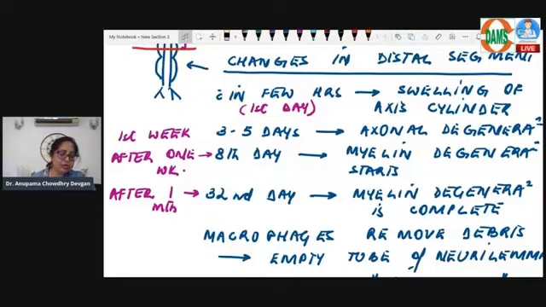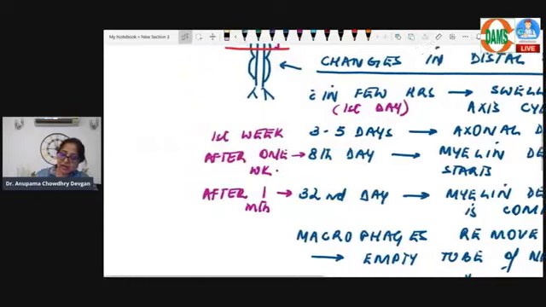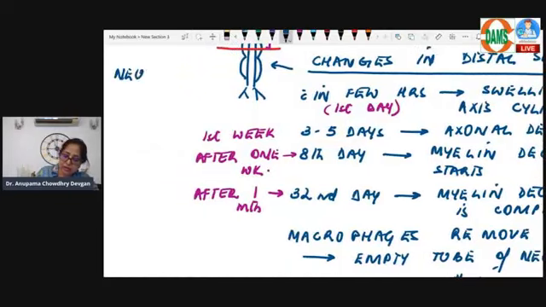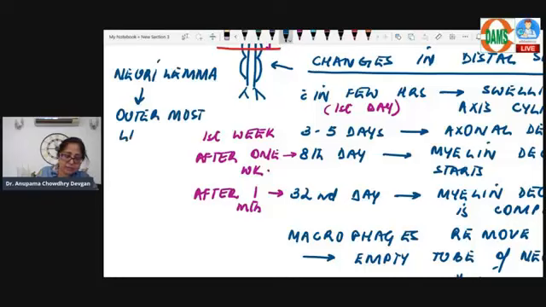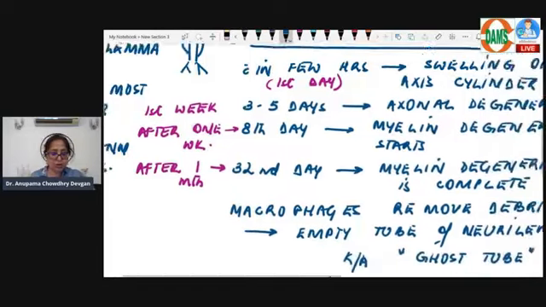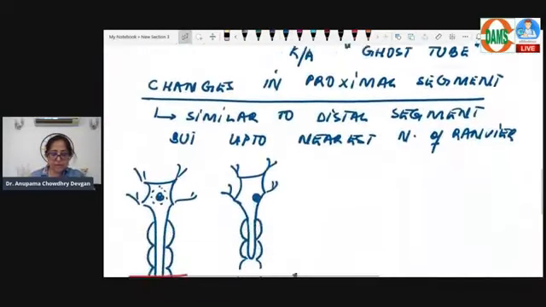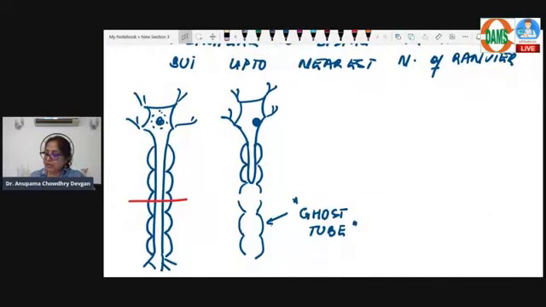Neurilemma is the outermost layer of the Schwann cell, which is a living part of the Schwann cell. Yes, both the proximal and the distal parts, the changes will occur simultaneously. All right. So this is as far as your formation of a ghost tube is concerned.